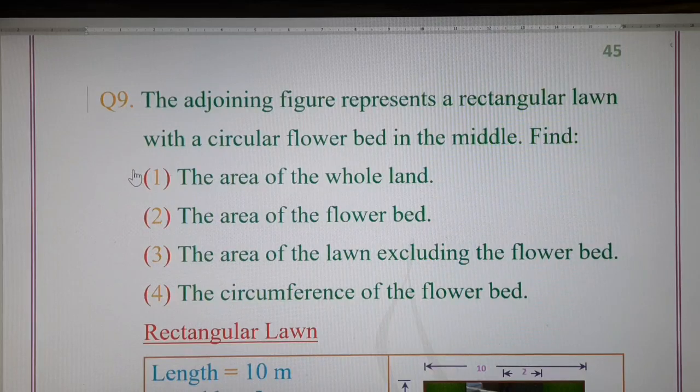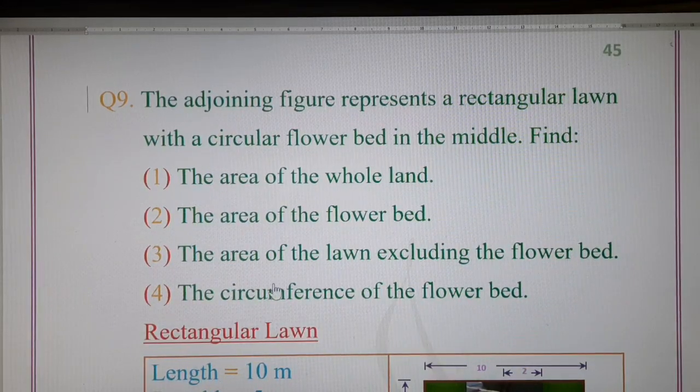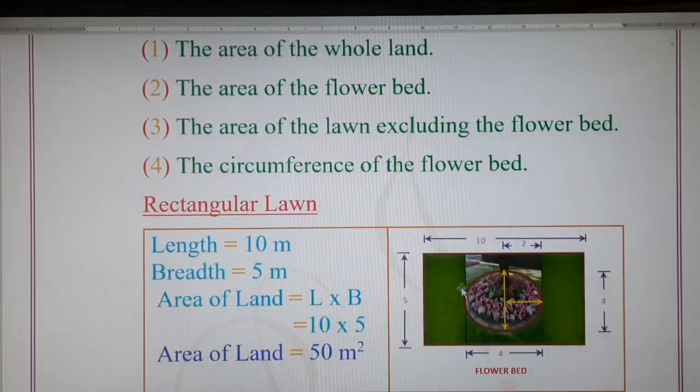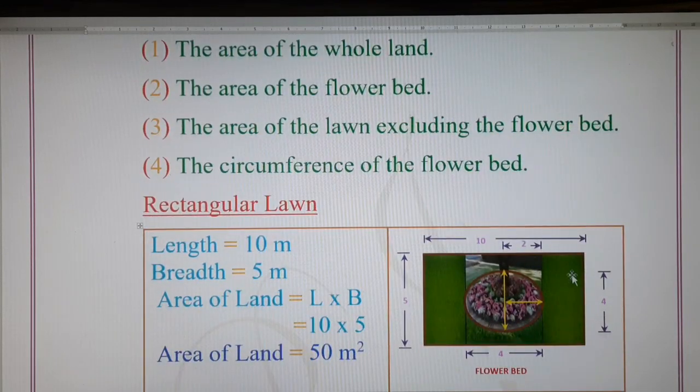Question number 9. The adjoining figure represents a rectangular lawn with a circular flower bed in the middle. Find the area of the whole land, find the area of the flower bed, find the area of the lawn excluding the flower bed, and find the circumference of the flower bed. So here we are having the diagram. First we have to find the area of the whole land.